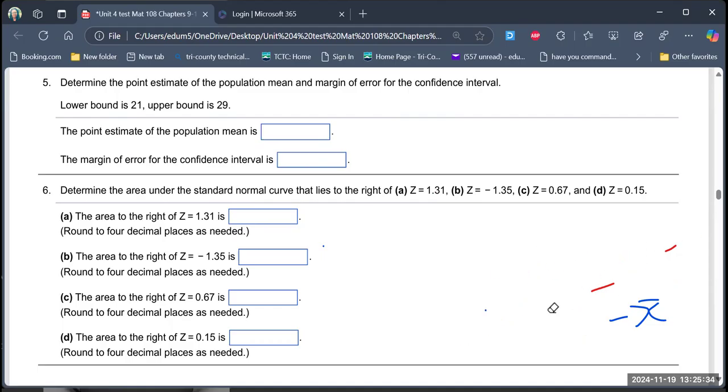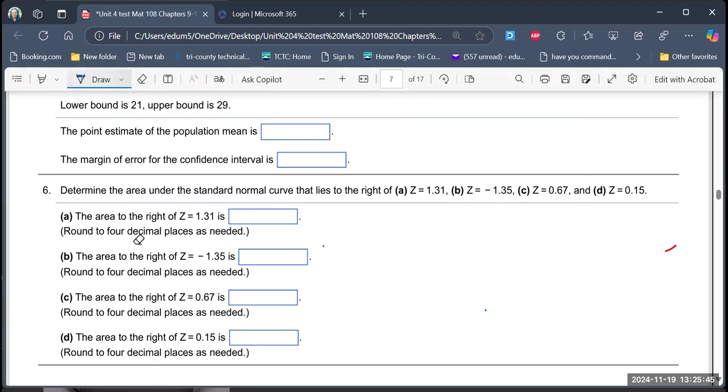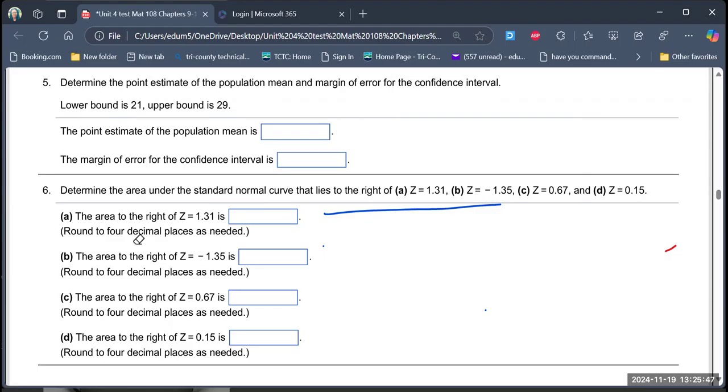Okay. So you want to find the area to the right. I'm going to draw that diagram for you, but I'm not actually trying to do it. So I'm told to find the area to the right of this. So I draw a normal curve. For every question in normal curve, you draw a normal curve.